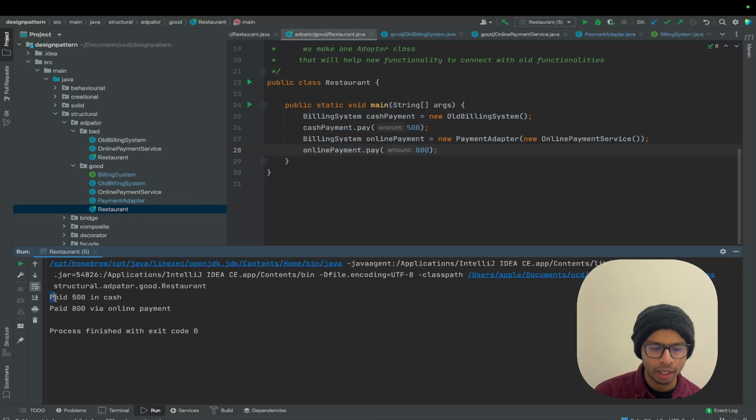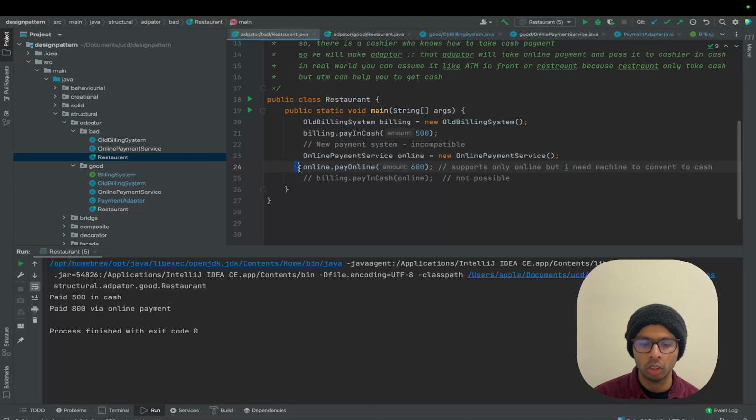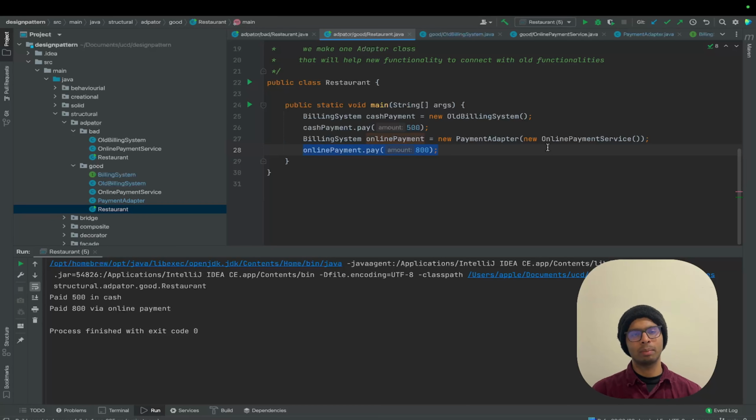First of all, he paid 500 in cash, and then he paid 800 via online payment. Here we are calling payment dot pay. Here also we are calling payment dot pay. Here we are also calling cash payment dot pay. Here also we are calling online payment dot pay. Every time the dot pay function is called. This time we are not calling the pay online function, but in the previous code we were calling the pay online function. This time we are calling the dot pay function. This is something that we wanted to achieve in our adapter design pattern.